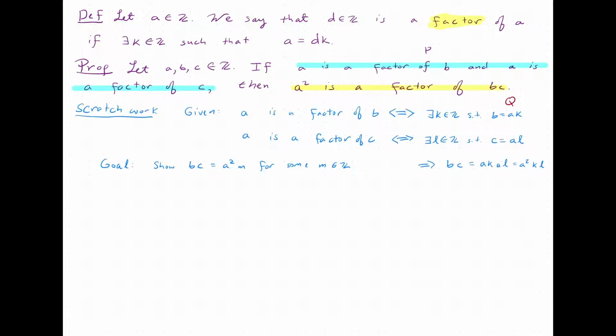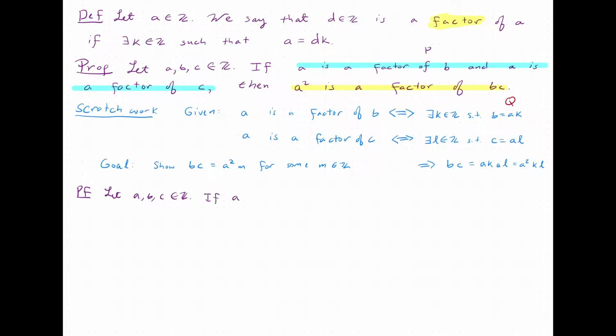And so we have our argument. So this shows that A squared is a factor of B times C. So now we can go ahead and formally write this as a proof. And so let's go ahead and do this. So let's go ahead and write down our assumptions. So we're going to let A, B, C be integers.